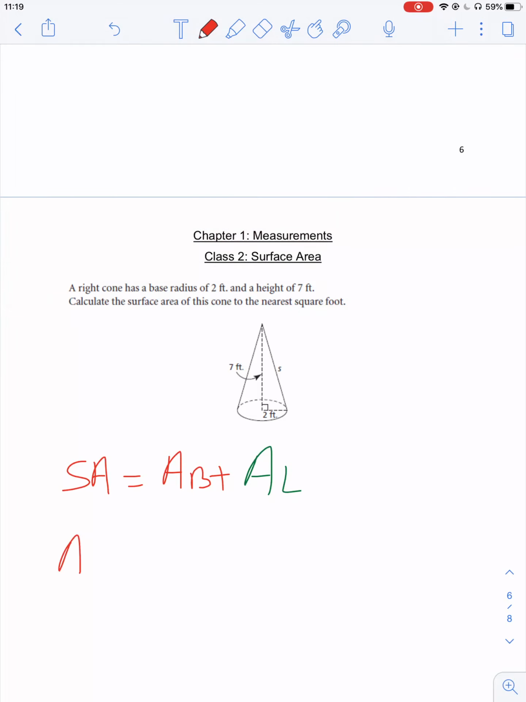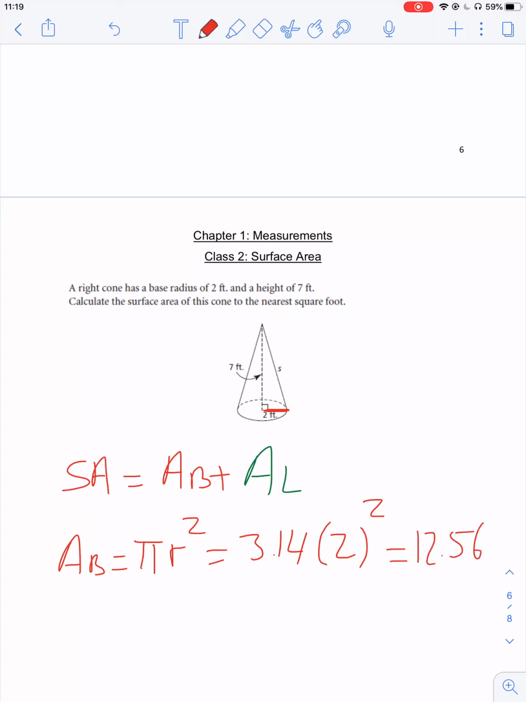So area of the base, my base is a circle. The formula to find the area of a circle is pi r squared. Pi is roughly 3.14, right? Radius is given to me, it's 2. This is my radius, the radius of the circle, and then you have to square that, okay? And when you multiply this out, remember guys, pi is a constant. It has a constant value of 3.14. It never changes, okay? So that's where the 3.14 is coming from. So 3.14 times 2 squared is 12.56.